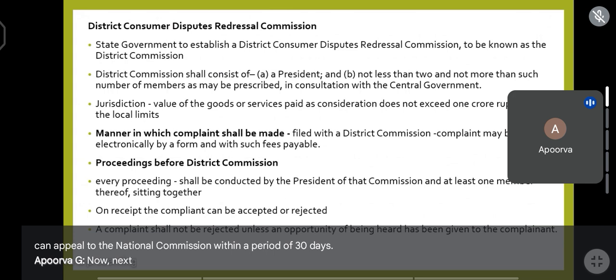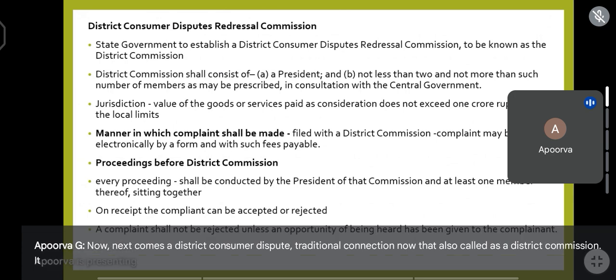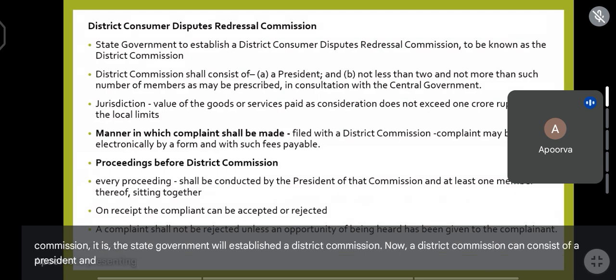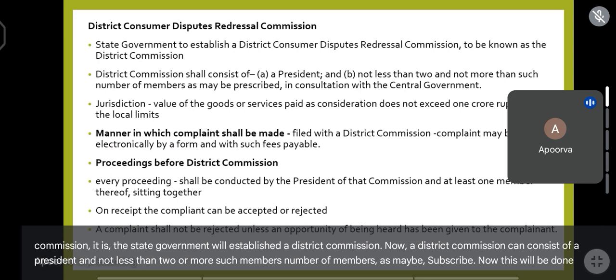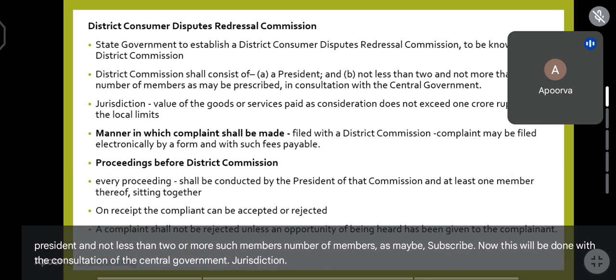Next comes a District Consumer Dispute Redressal Commission. Now that is also called the District Commission. The state government will establish a district commission. A district commission can consist of a president and not less than 2 or more such number of members as may be prescribed. This will be done in consultation with the central government. Jurisdiction: the value of goods does not exceed 1 crore rupees.